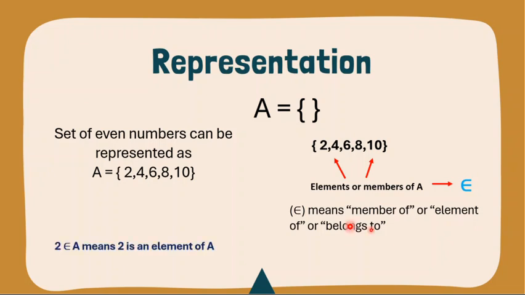Typical example, 2 is a member of A because you find 2 in this set. In that sentence, we represent it as 2, the symbol, A, and that literally means 2 is an element of A. Another one, we can find 6 in this set. 6 belongs to A, so we write it as 6, this symbol, A, and that literally means 6 is a member of set A, or 6 belongs to set A, or 6 is an element of set A.